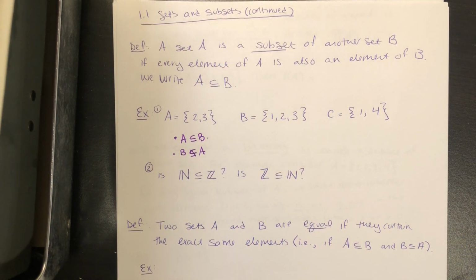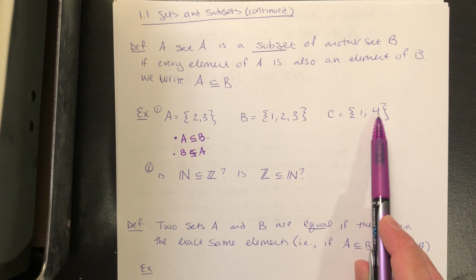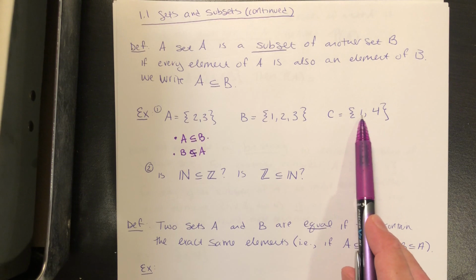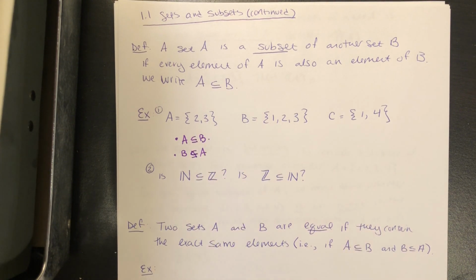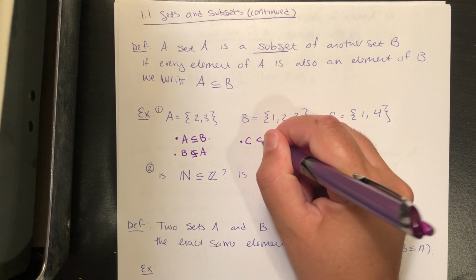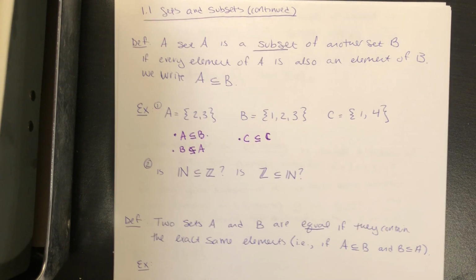All right, let's consider C. So C contains 1 and 4. Is that going to be a subset of either of these? Well, no, it's not a subset of B because it contains the element 4, which is not an element of B. And similarly, it contains a 1 and a 4, so it really has nothing in common with A, so it can't be a subset of A either. And so we maybe think that C is not a subset of anything here, except technically you can say that C is a subset of C. C is a subset of itself.